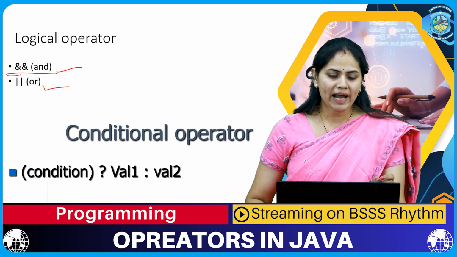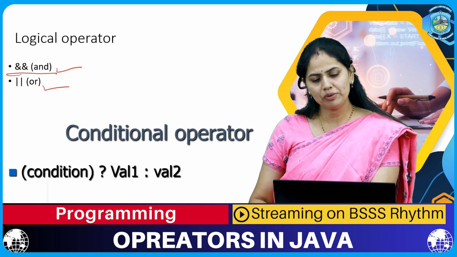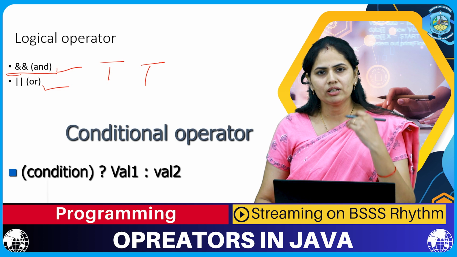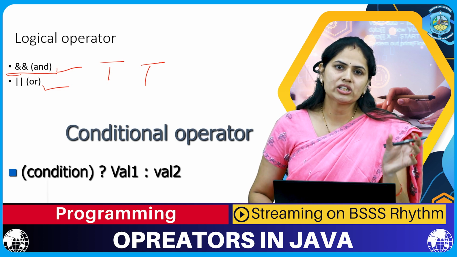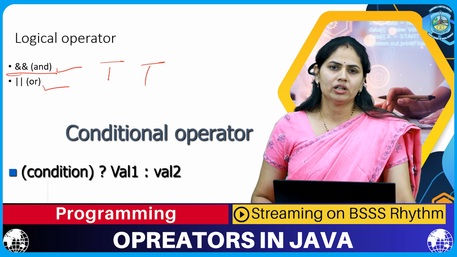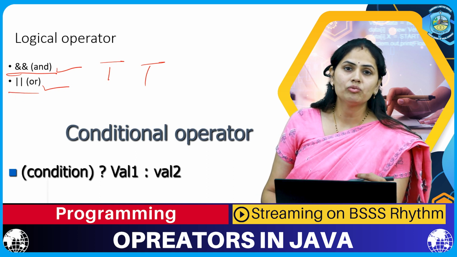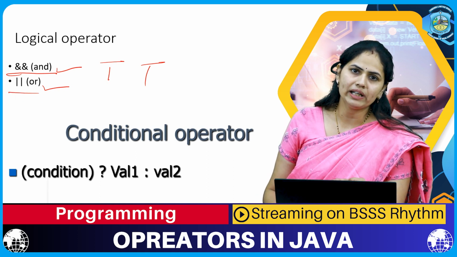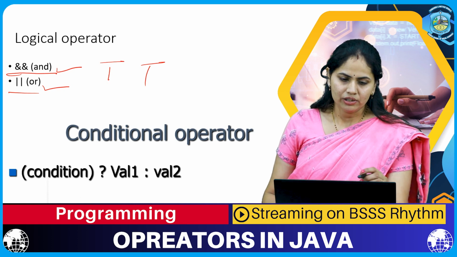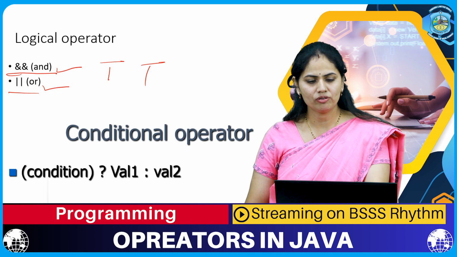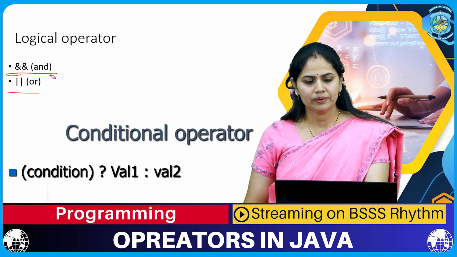Now, logical AND means both conditions should be true. When both conditions are true, only then will it go inside. It will check the condition and execute that part. And for OR, if either one condition is true, it will get inside the condition. So, that is the logical operator and these are the symbols of logical operators.